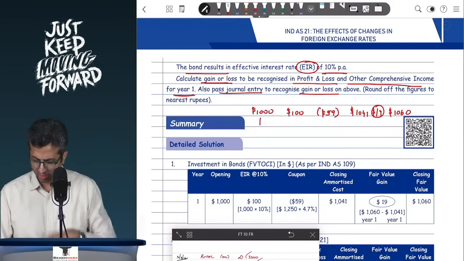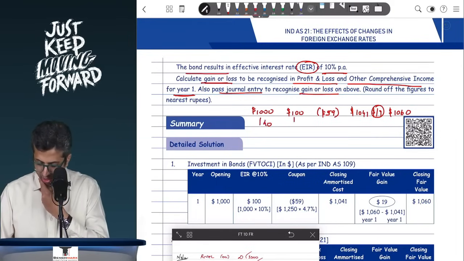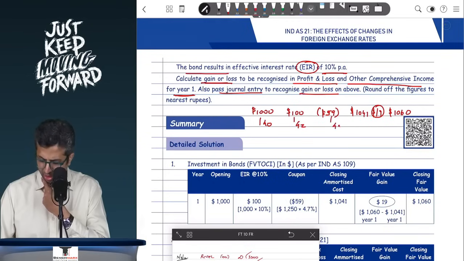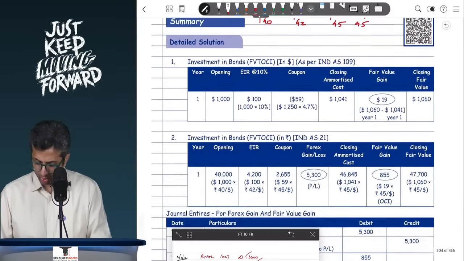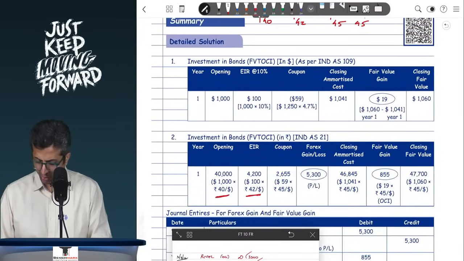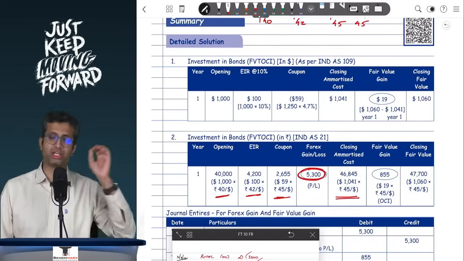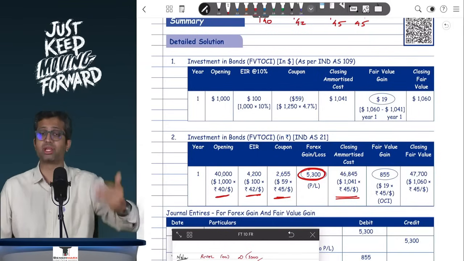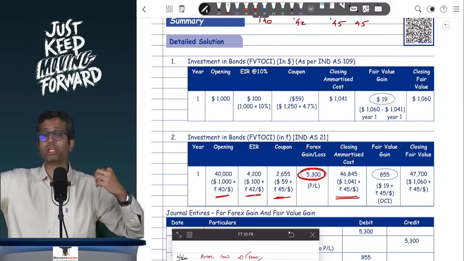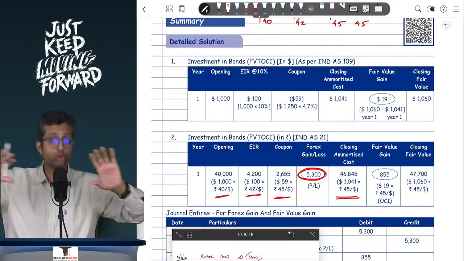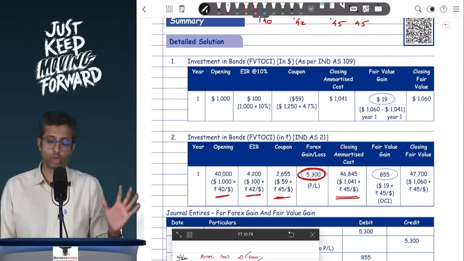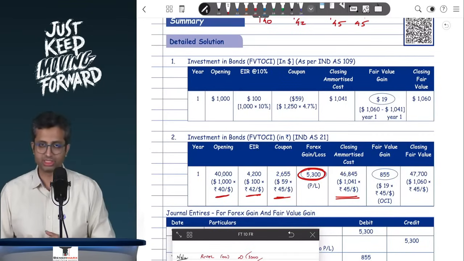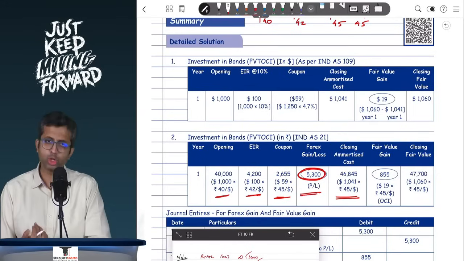Now, every number if I had to convert, 1000 will be converted at 40, 100 will be converted at 42, 59 will be converted at 45, closing balance of 1041 also at 45. And hence if I were to take this at 40, 42, 45, there is a foreign exchange gain or loss. Remember, this is on a monetary item, and hence this will be taken to the P&L. You have to resist the temptation to take this to OCI. You will say that bond ka gain or loss is going in OCI, so this will go to the OCI. No, this is a gain or loss on a monetary item, and monetary item gain or loss always, without any exception, will go to the P&L. So this is a foreign exchange gain going to the P&L.